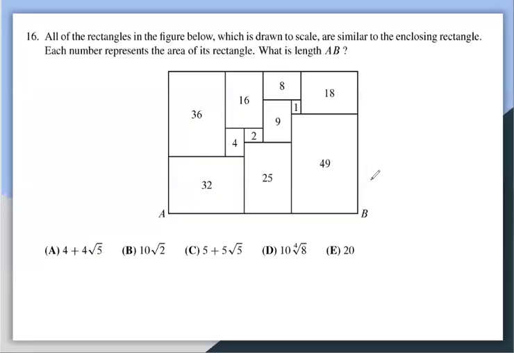Okay, so number 16 is an interesting problem. All of the rectangles in this given figure are similar, drawn to scale, which usually they say not drawn to scale, but in this case they say it is. Similar to the enclosing rectangle, the larger one. Each number represents the area of each rectangle, and what is the distance between A and B?